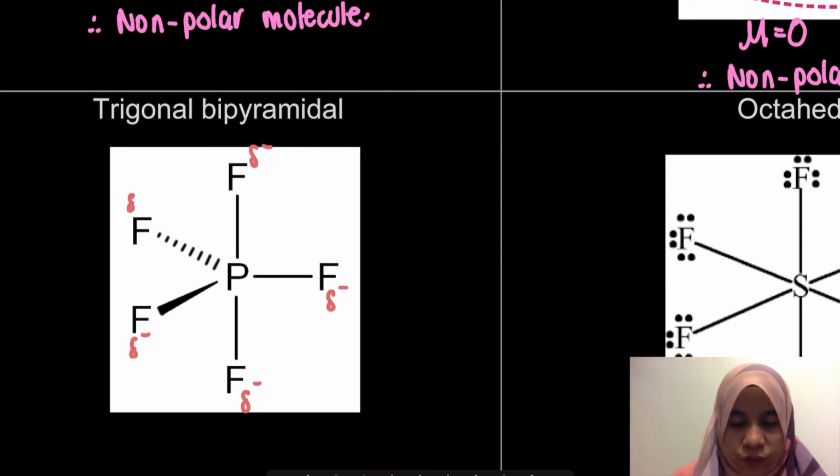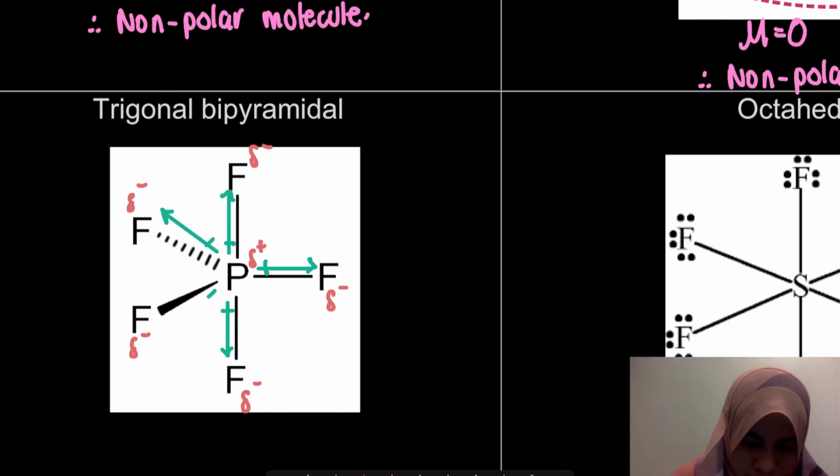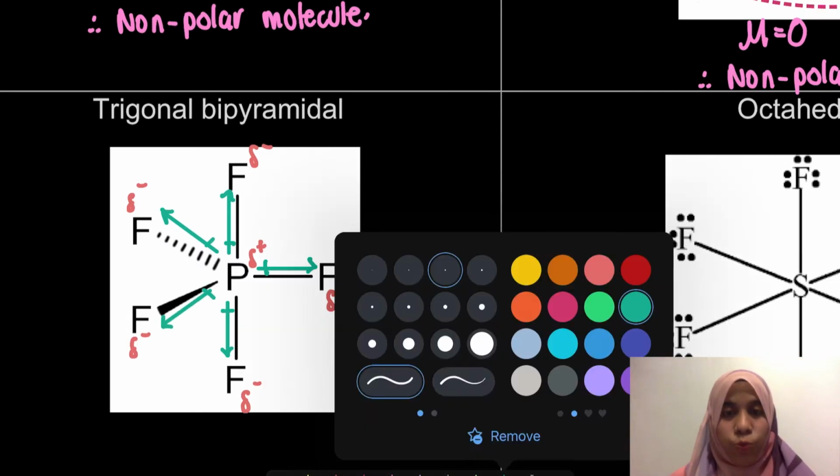So, we know phosphorus is the electropositive one. Okay, so how do we draw the arrow? We draw from the phosphorus to the fluorine. There are 5 fluorine, right? So we have to draw 5 dipole moments. So, we have 5 dipole moments.